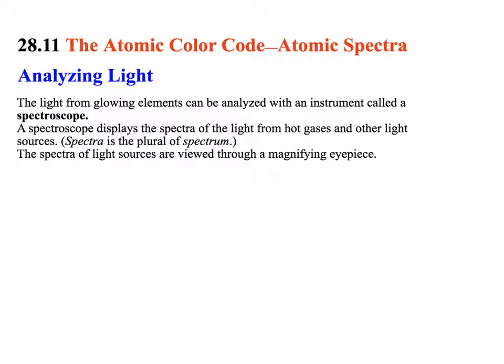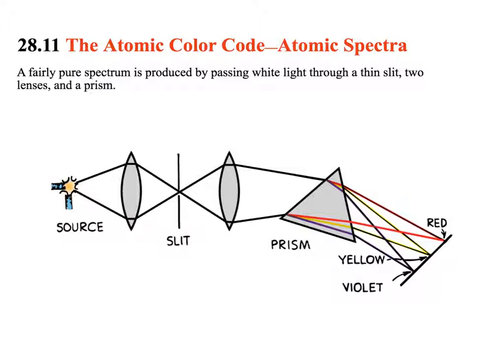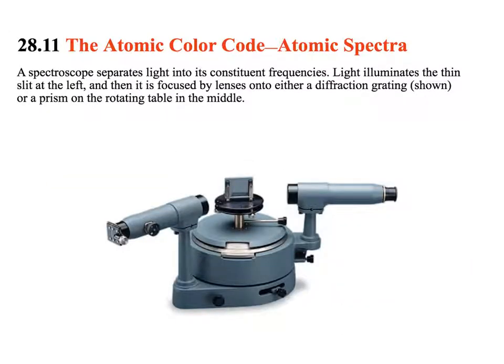The spectra of light sources are viewed through a magnifying eyepiece. A fairly pure spectrum is produced by passing white light through a thin slit, two lenses, and a prism. As you see, it goes through the two lenses and the slit, and then through the prism, and it breaks up all the light. A spectroscope separates light into its constituent frequencies. Light illuminates the thin slit at the left, and then it is focused by the lens on either a diffraction grating, as shown, or a prism or a rotating table in the middle.